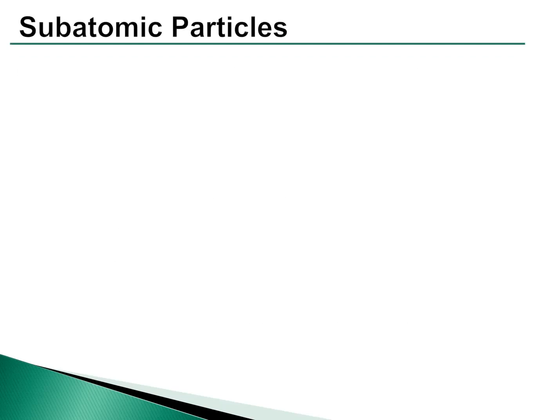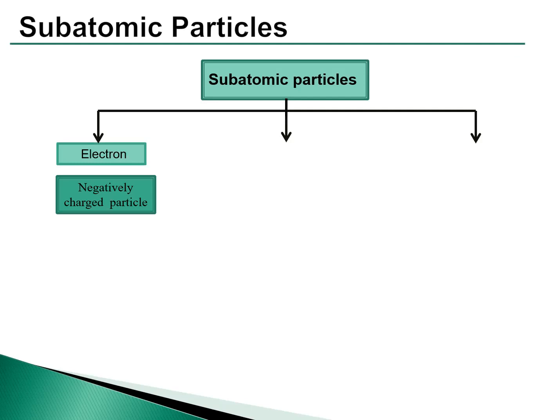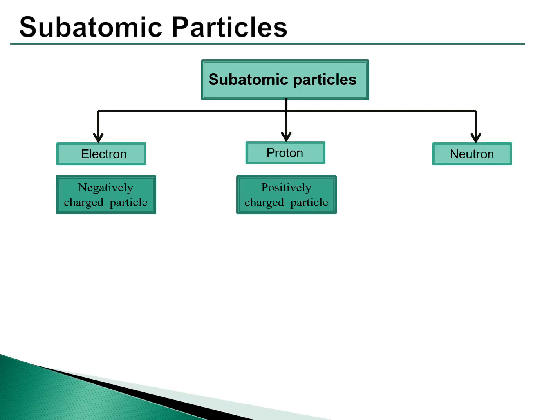In this slide, we shall see the major types of subatomic particles. Subatomic particles are of three types: electron, proton, and neutron. Electrons are negatively charged particles which revolve around the nucleus of an atom. Protons are positively charged particles situated within the nucleus. Neutrons are neutral particles present along with protons in the nucleus. Their chief function is to determine the mass of an atom.